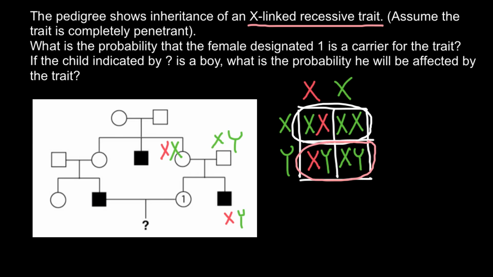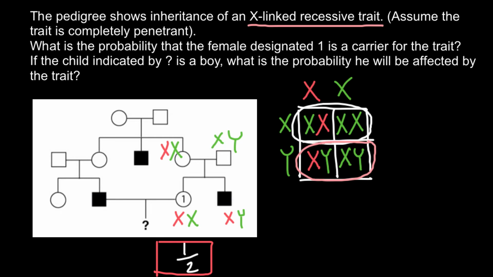And 50% of the females would be normal, homozygous normal, and 50% of the females would be carriers. So as you see, we have the probability for this female to be a carrier. Such probability would be 1/2. So this is going to be the answer to our first question.